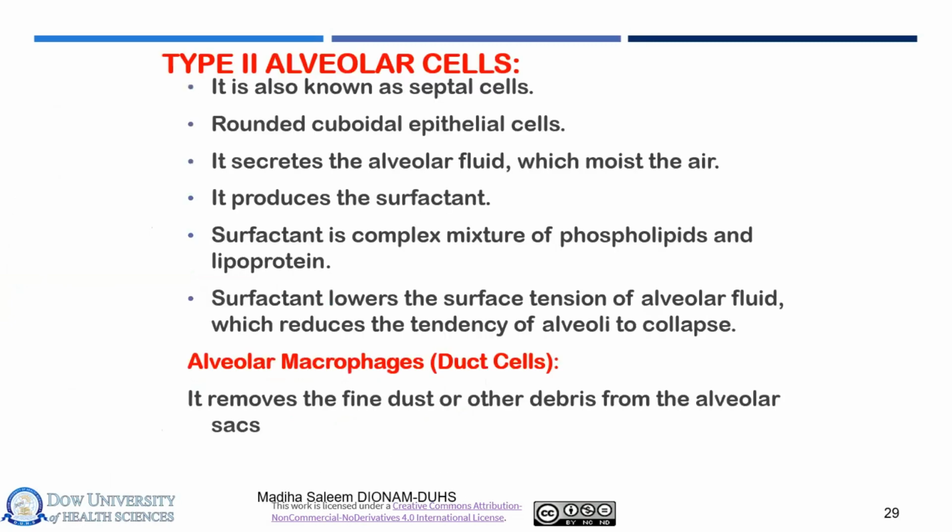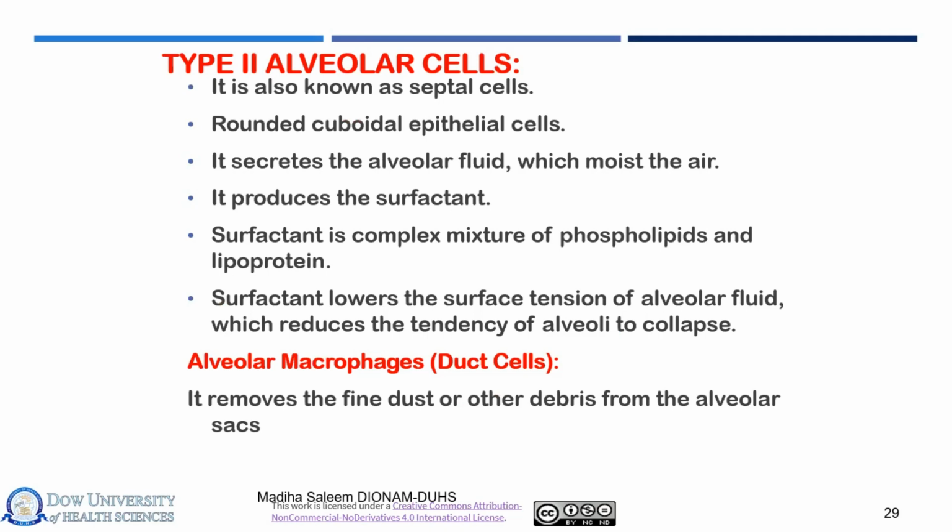Type 2 alveolar cells, which are also known as septal cells, are rounded cuboidal epithelial cells. They secrete the alveolar fluid, which moistens the air. They produce surfactant. Surfactant is a complex mixture of phospholipids and lipoprotein. Surfactant lowers the surface tension of the alveolar fluid, which reduces the tendency of alveoli to collapse.